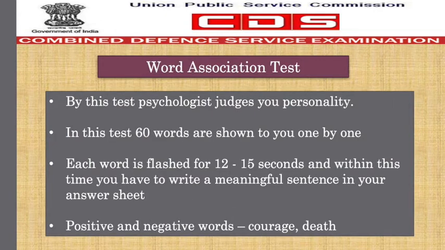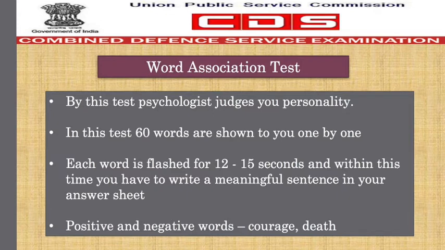Friends, in word association test, the psychologist judges your personality. Here, 60 words are shown to you one by one. The problem here is that each word is shown only for 12 to 15 seconds, and within this time, you have to read this word, think of a sentence on it, and write a meaningful sentence. And hence, in the bargain, you are left with just 6 to 8 seconds to write the sentence on that word.